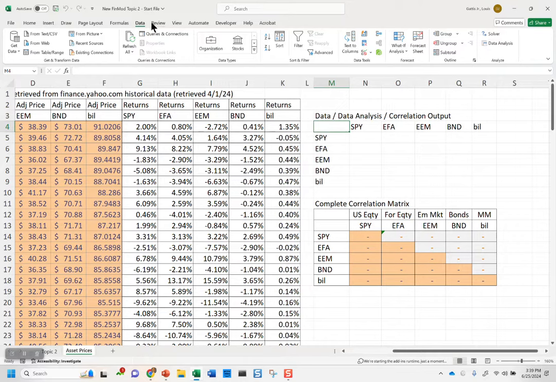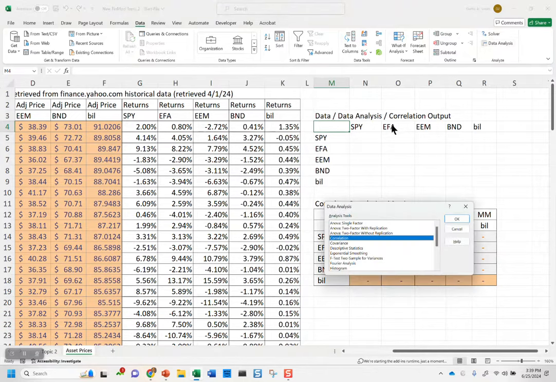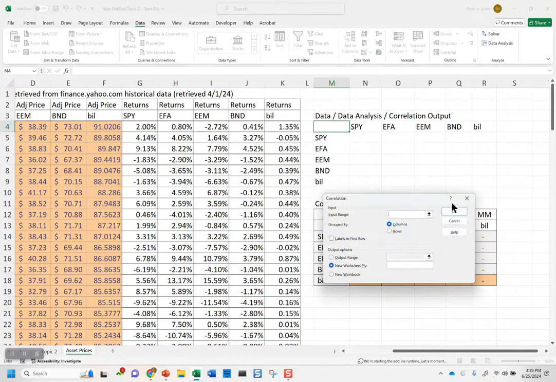To do this, we're going to go to Data, Data Analysis. And if you don't have the Data Analysis tool here, you want to go to File, Options, Add-ins, and add the Data Analysis Toolpak. So I'm going to go to Data Analysis. I'm going to select Correlation. And then it asks for an input. This input is a set of asset returns.